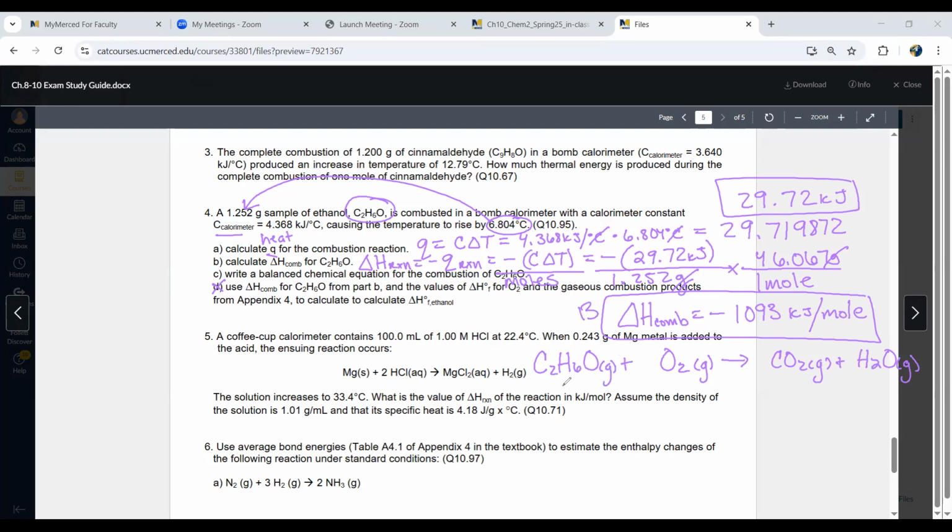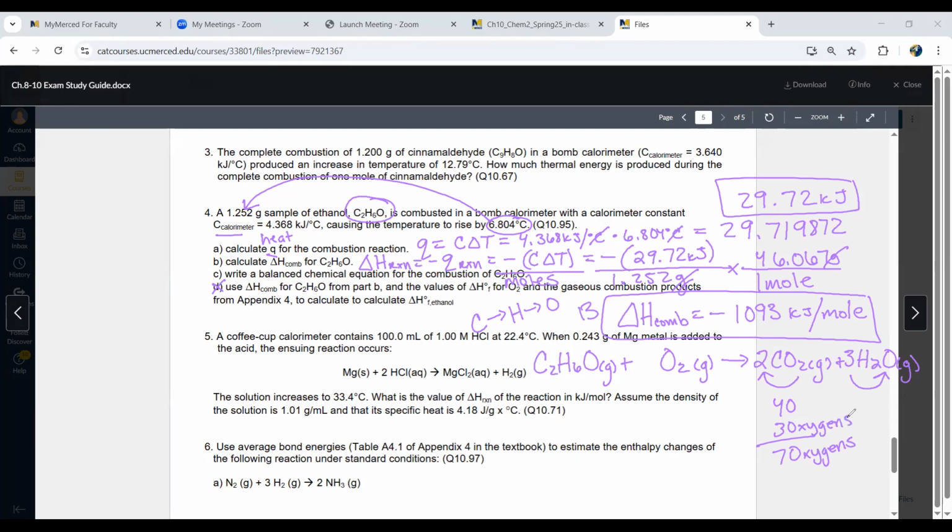Okay, so he says write a balanced chemical equation. So I recommend you balance combustion reactions of hydrocarbons in the order of C, H, O, as I've said before, just to make your life easier. So we're going to balance carbon first. I have 2 carbons on the left, so I need 2 carbons on the right. And then I have 6 hydrogens on the left, so I need 6 hydrogens on the right, and then I will balance my oxygens. I have 4 oxygens plus 3 oxygens. That's 7 oxygens, not 7D, 7.